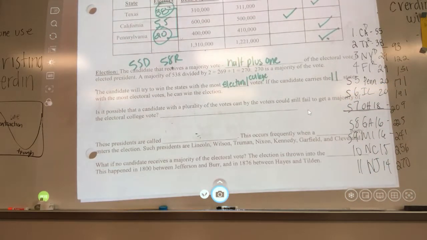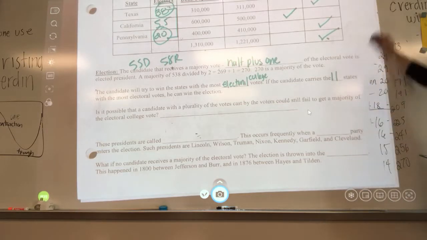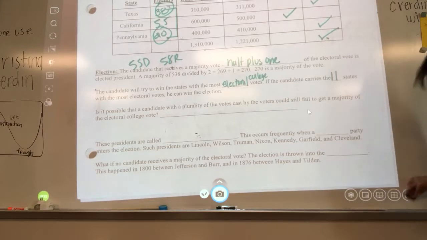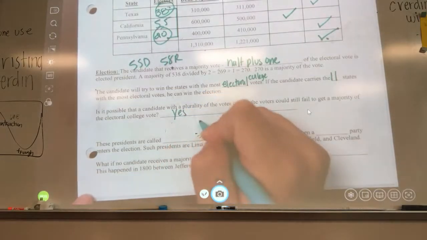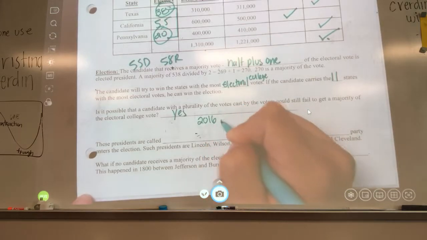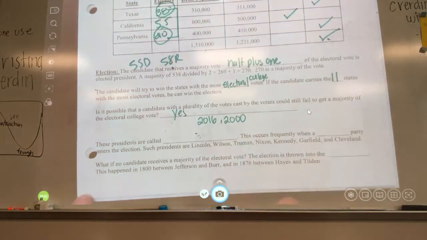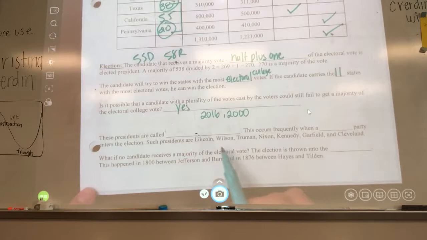So is it possible that a candidate with the plurality of the votes cast by the voters can still fail to get a majority of the Electoral College? Yes. We saw this happen in 2016. Were y'all watching that one? Yes. Okay. We saw this happen in 2016 with Hillary. We saw this happen in 2000 with Al Gore. And there are several other times: Lincoln, Wilson, Truman, Nixon, Kennedy, Garfield, and Cleveland. This all happened too.